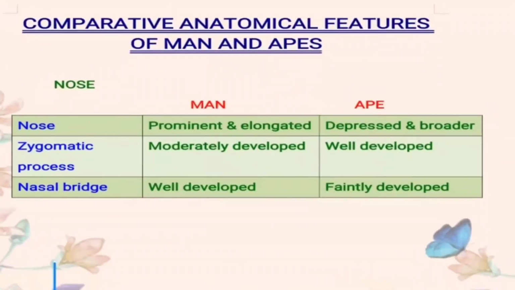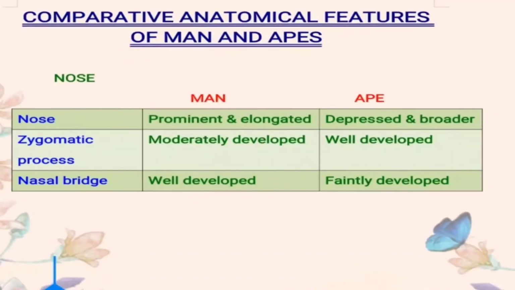Moving forward towards the nose. Now we are comparing the anatomy of the nose. In the man, the nose is quite prominent and elongated. We all must have heard about, and we have seen, a man with a prominent and a very elongated nose.